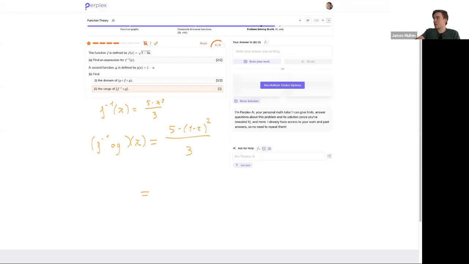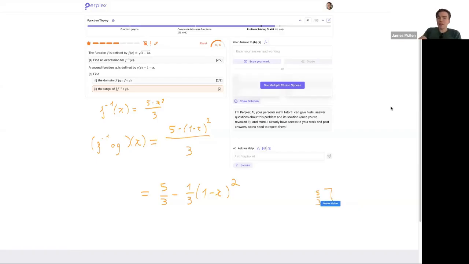We can just think about the range. I'm going to take out 5 over 3, and I'm going to do minus 1 over 3 times (1 minus x) squared, right? So I have a constant, 5 over 3, minus 1/3 of some square number. And the square of a number is always going to be non-negative. So I'm doing 5 over 3 minus any non-negative number. And because those numbers are non-negative, I know that the maximum value here is 5 over 3.